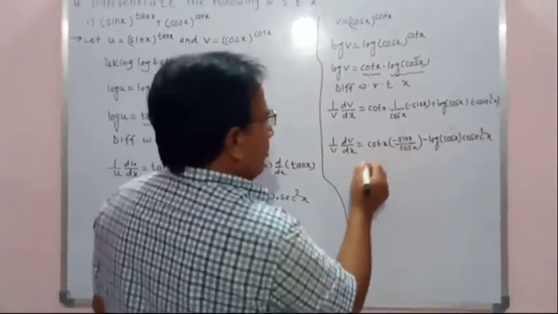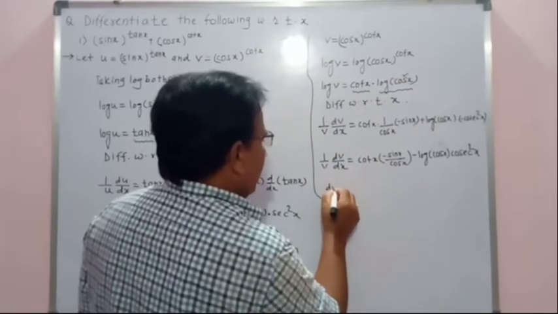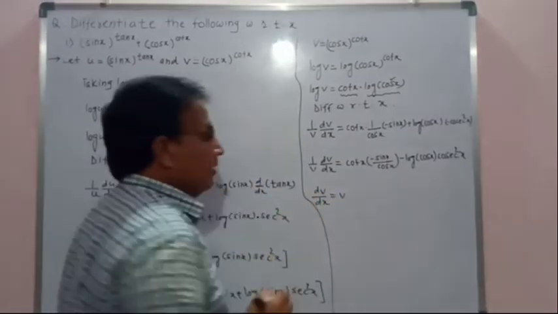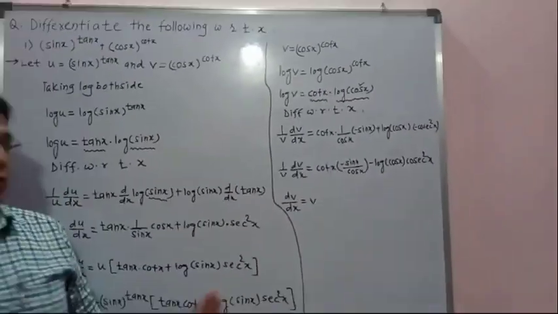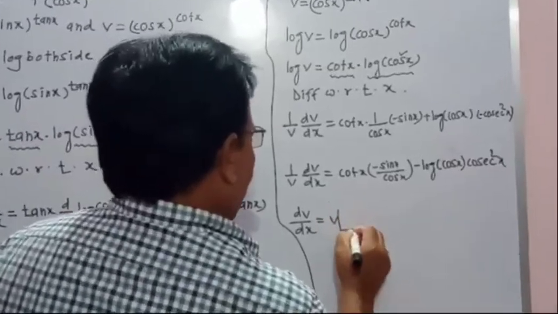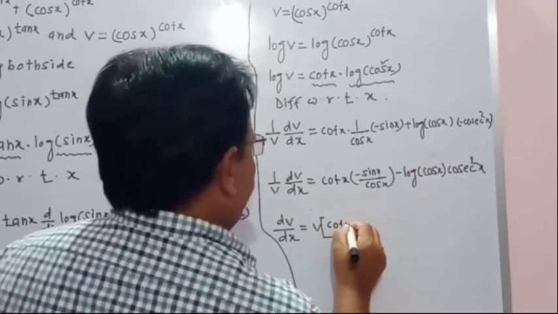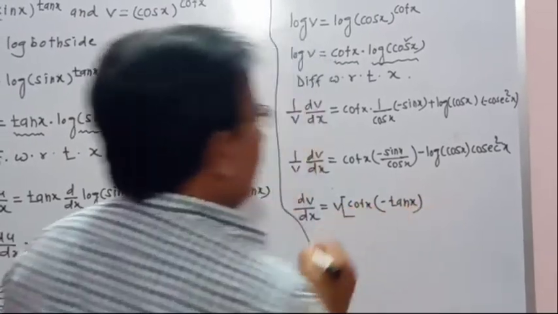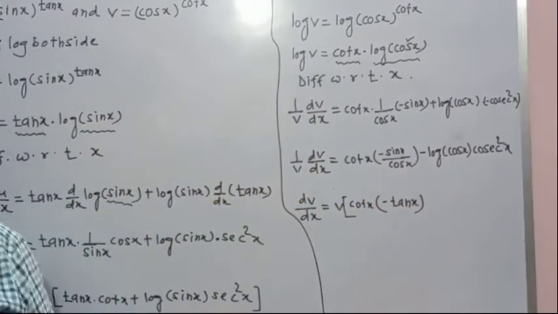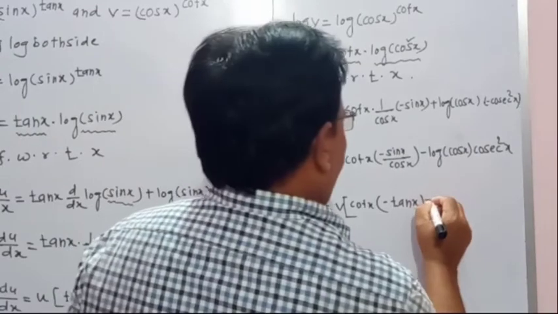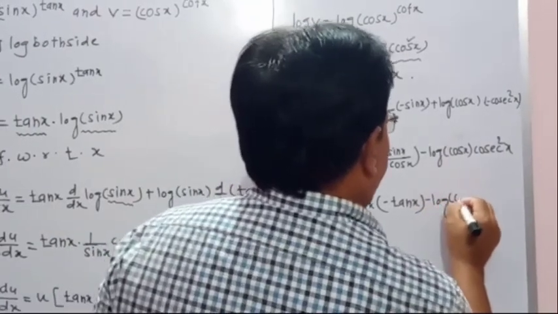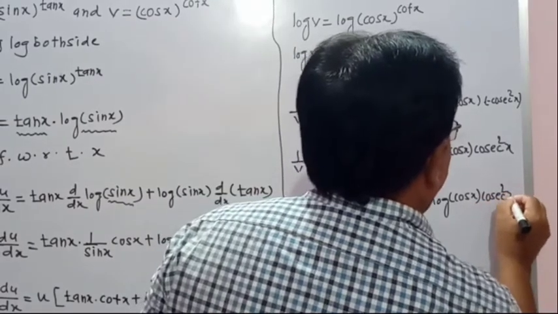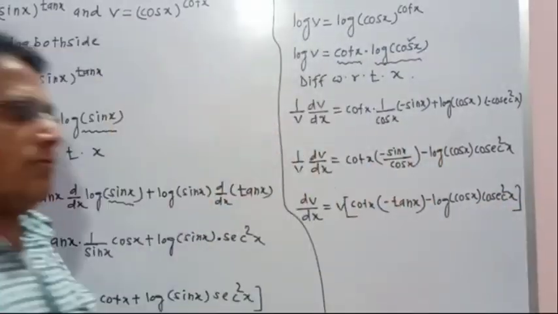Therefore dv by dx equal to v on the right side, v into cot x into minus tan x, since sin x divided by cos x is tan x, minus log cos x into cosec square x.